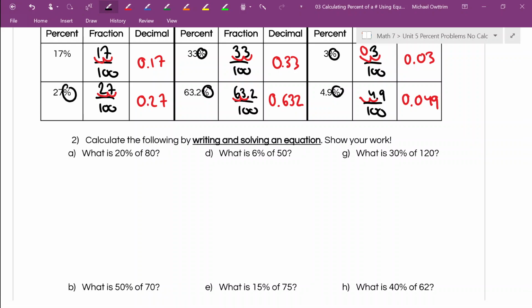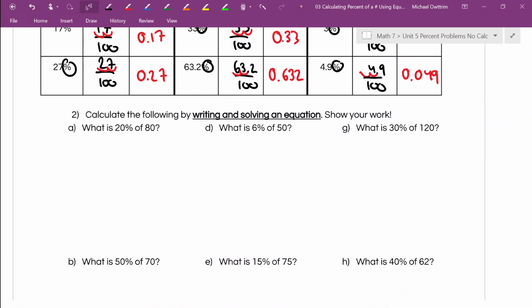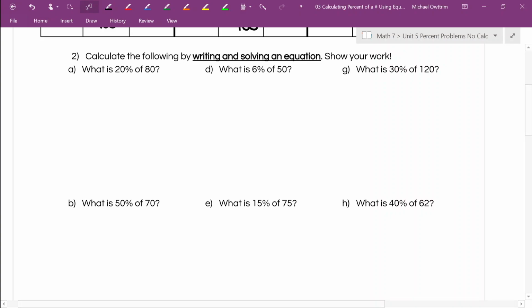In writing and solving an equation, all we have to do is convert our words into math. So the word what always translates into a question mark. Is translates into equals. Any number stays the same, so 20 is still 20. Percent becomes out of 100. Of becomes multiply. And 80 is just a number, so it stays the same.